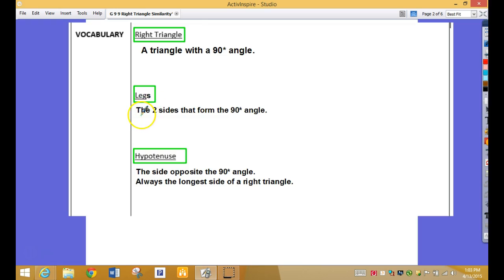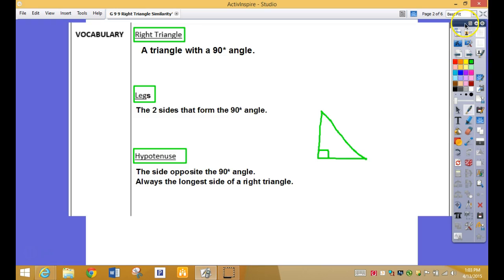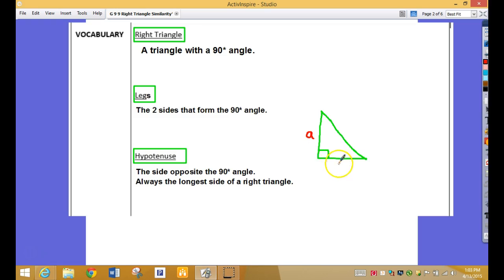Legs, those are the two sides that form the 90-degree angle. And then the hypotenuse, that's the side opposite of the 90-degree angle. It's always the longest side. So if you have your triangle, you have your 90-degree angle. Your legs make up that 90-degree angle. So there's your A and your B. And then what letter do we usually give to the hypotenuse? The C. So get those definitions written.